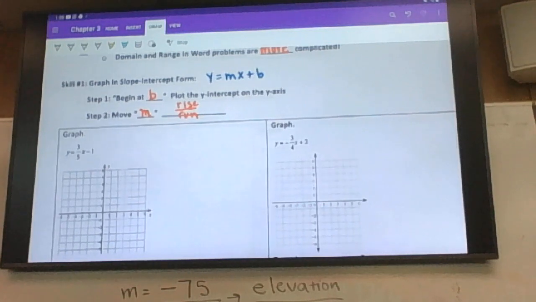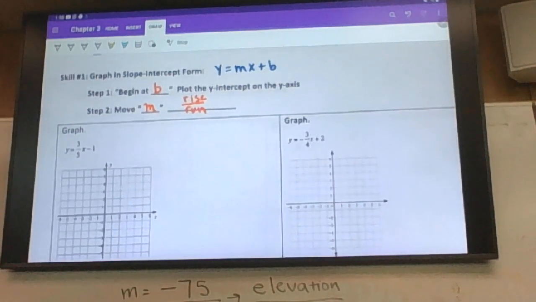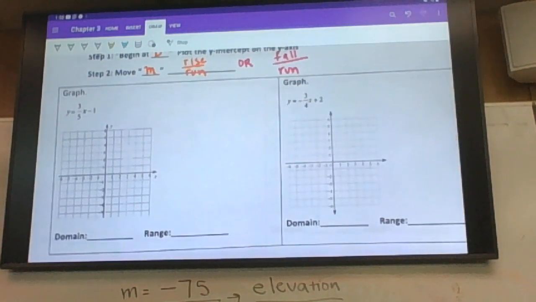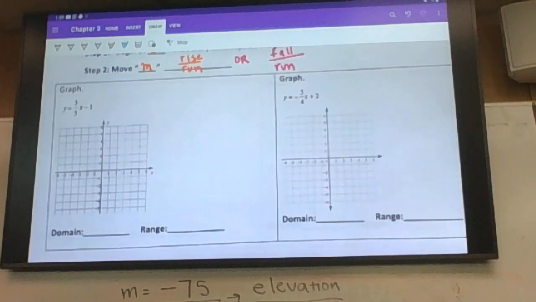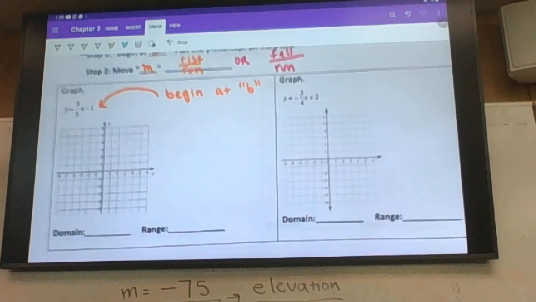Sharika's right. Sometimes I call it fall over run. If it's negative, instead of rising, I go down. If it's negative, I don't rise, I fall. It might help with the negative to consider it like that. Alright, so let's do our two graphs. If you're really confident in your graphing, you can go ahead and start.